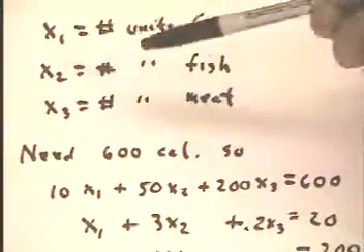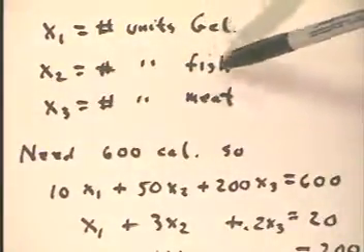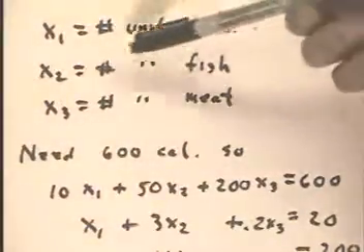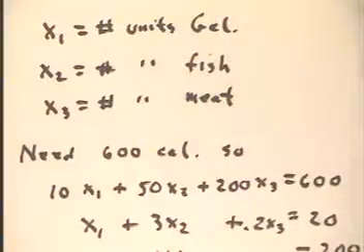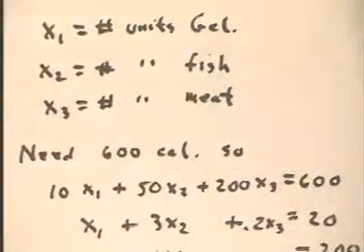Now, if we have X1, okay, we're trying to make up a diet. We have gelatin, we have fish, and we have meat. Okay? And we're going to put a certain number of units of gelatin, a certain number of fish, and a certain number of meat into the diet. And we're going to say that we need 600 calories. Actually, I think when I did this in the worksheet, or on the notes, I did it in terms of grams of fat or grams of protein. But we're going to call it calories here.